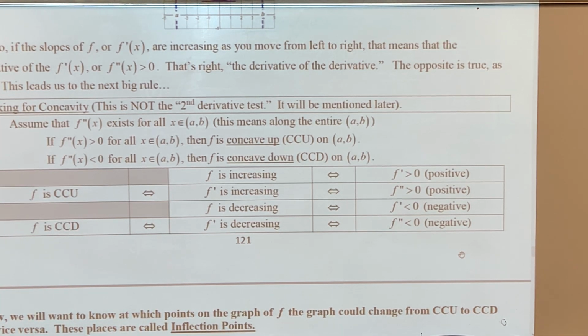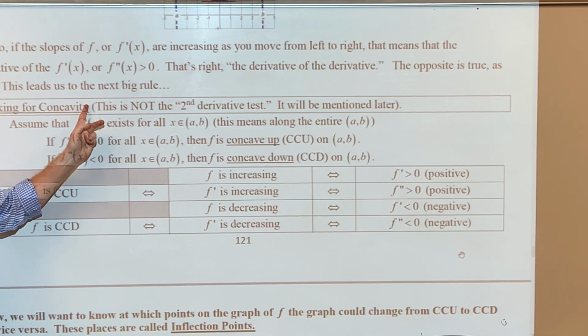And it's basically the same as the first derivative test. It's used for finding relative maxes and mins. We haven't gotten to that yet. But this is a check for concavity. We don't call it the second derivative test. This is a concavity check.